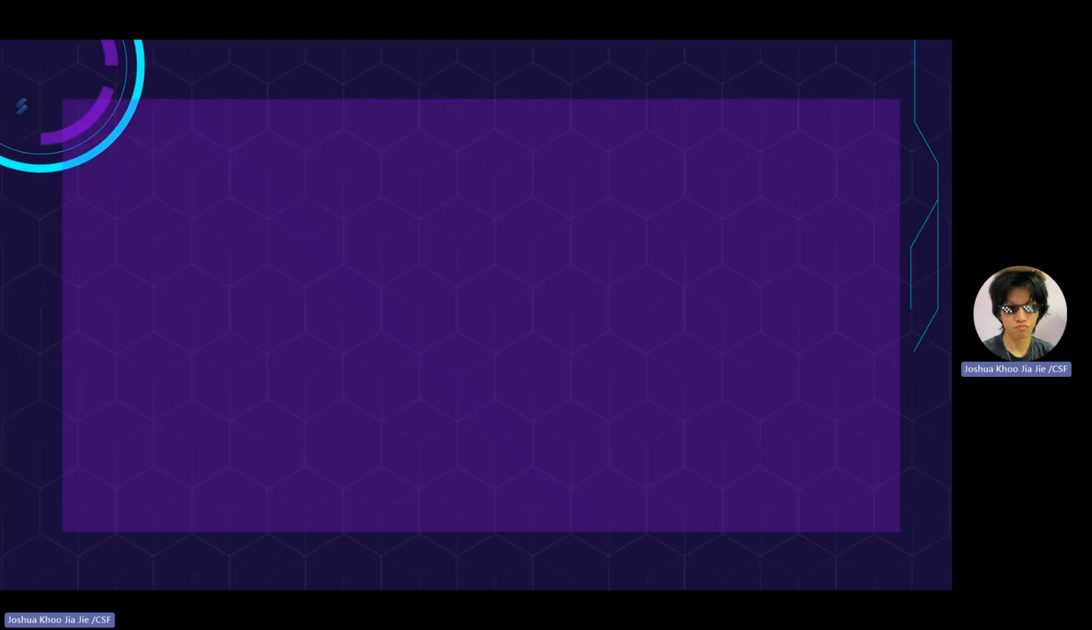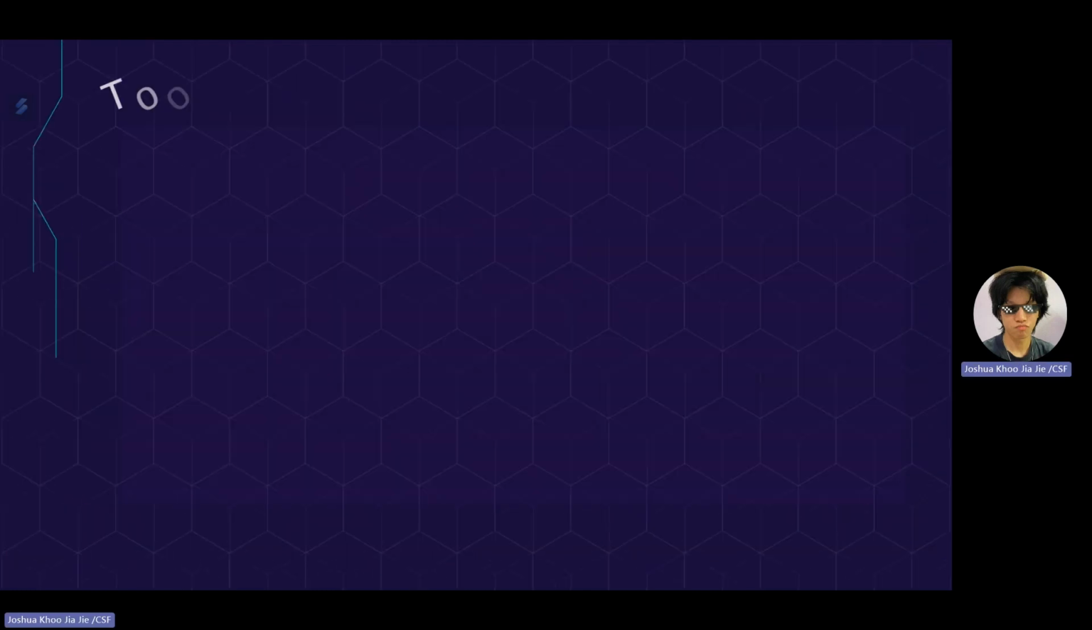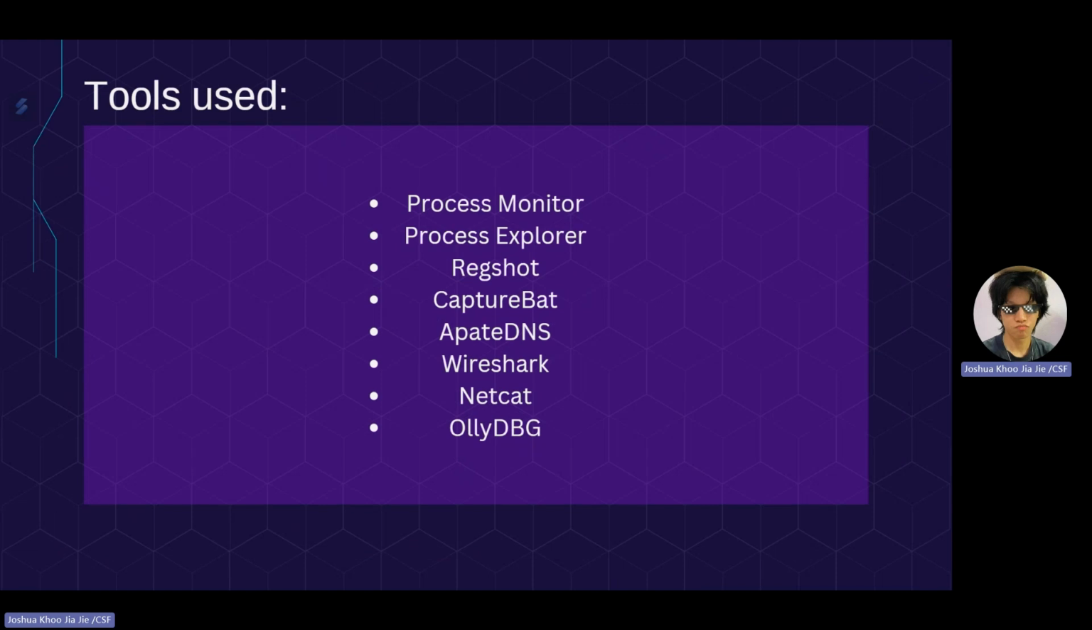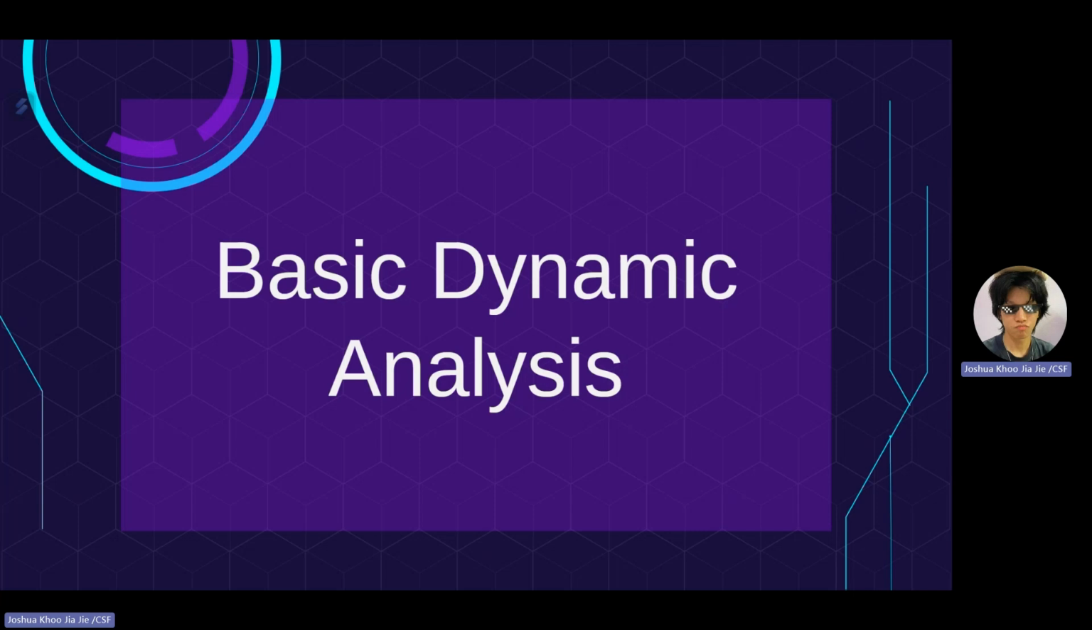So first off, what is dynamic analysis? Dynamic analysis refers to evaluating a program by executing and observing its behavior in real time. Dynamic analysis is essential in malware analysis, as it can provide more information that wasn't found during static analysis. Some of the tools that I've used are Process Monitor, Process Explorer, Regshot, CaptureBAT, Apate DNS, Wireshark, Netcat, and OllyDbg. So without further ado, I'll now be conducting basic dynamic analysis.